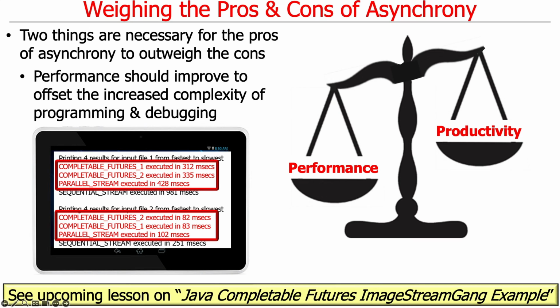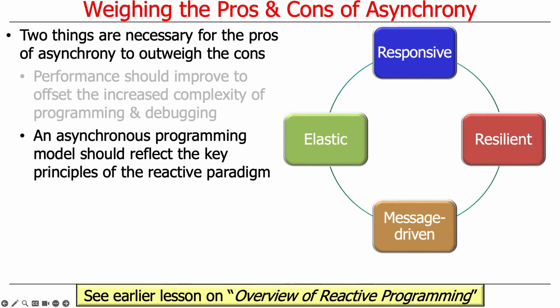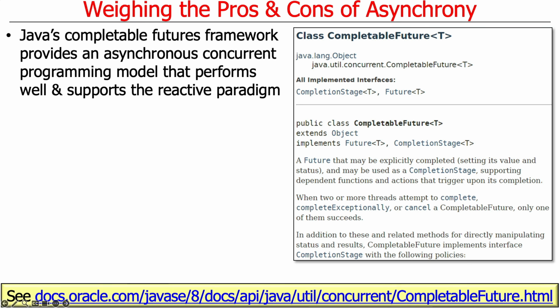If you play your cards right, you can get much better performance with asynchrony because the programming abstractions, while more complicated to program, are more scalable and efficient when run on a multi-core platform. Another thing that helps is that you want the programming model to reflect the principles we've talked about with respect to the reactive paradigm: responsive, elastic, resilient, message-driven, and so on and so forth.